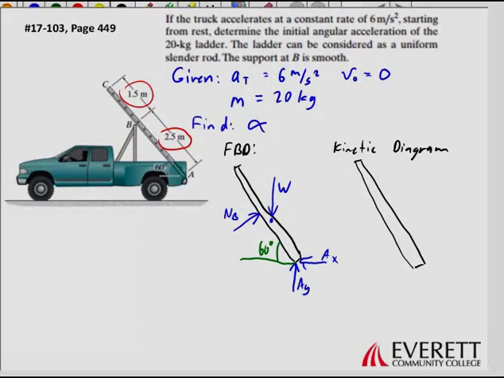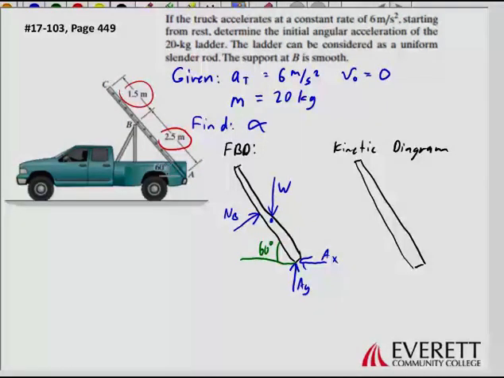This first portion of the problem that we're solving, we're assuming that nothing's happening. Okay? We're assuming a critical point. That critical point would be where the truck is accelerating just enough so the ladder does not rotate. If we can figure out what that acceleration is, if it's less than 6, then we know our ladder is rotating. If it's greater than 6, then our ladder is just staying still. So this is a good first step to see what's actually happening to the ladder.